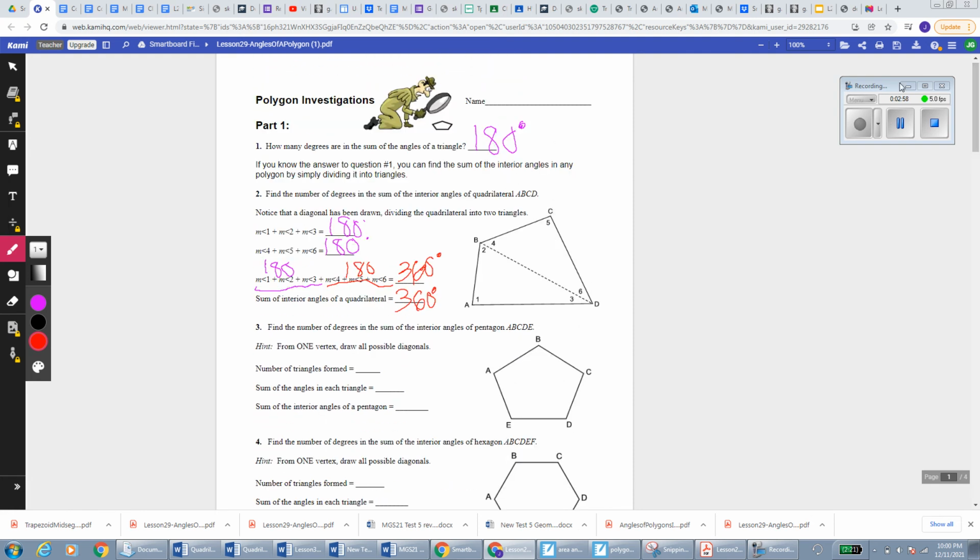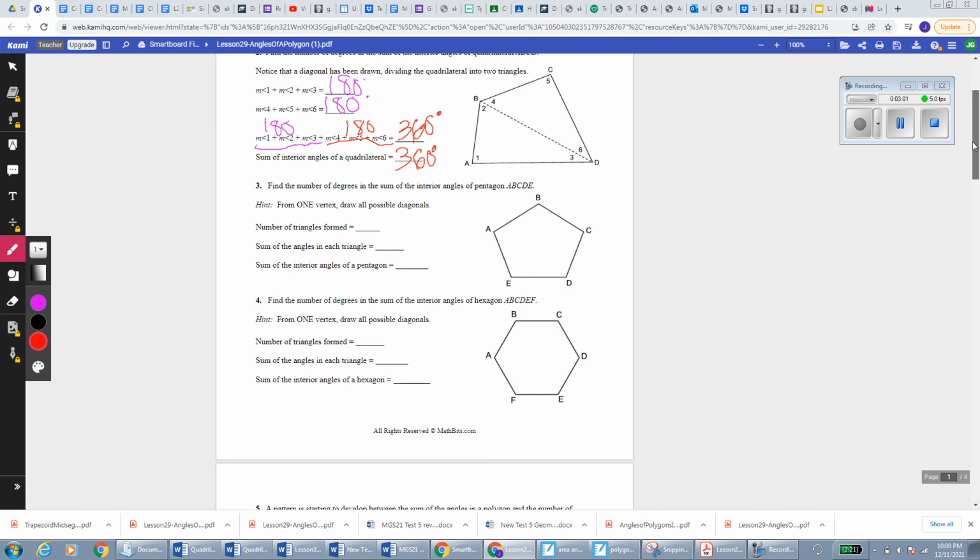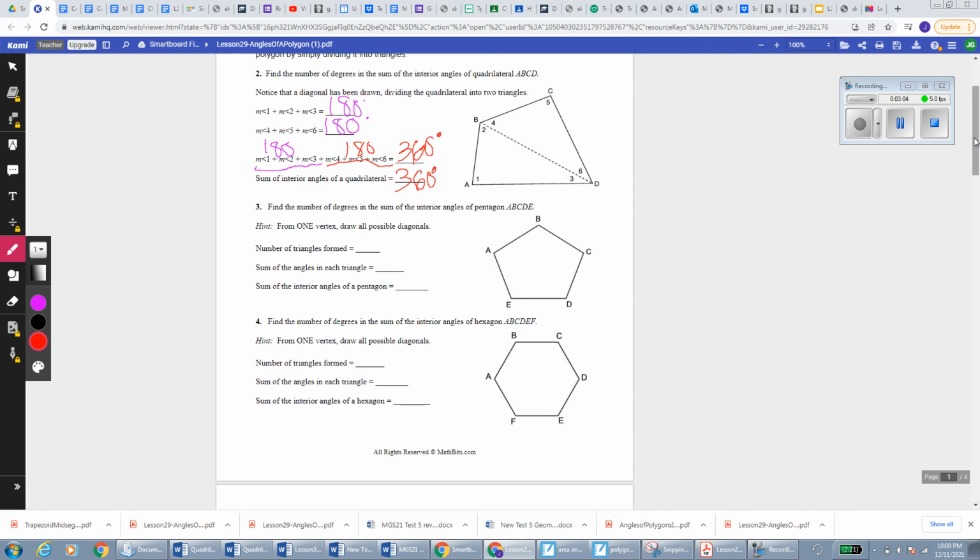Okay, now let's find the number of degrees in the sum of the interior angles of pentagon A, B, C, D, E. So a hint here is from one vertex to draw all possible diagonals. So I'll pick vertex E. You can pick any vertex that you want. And I'll draw in diagonal EC and diagonal EB. I can't draw diagonal EA because that would just be a side of the pentagon. So I'm going to undo that.